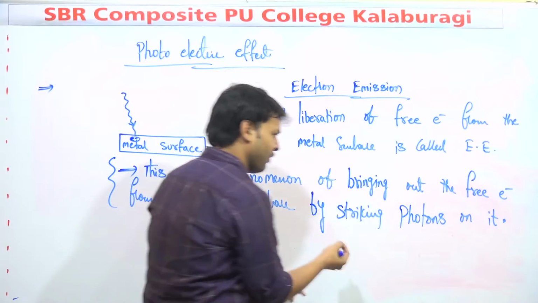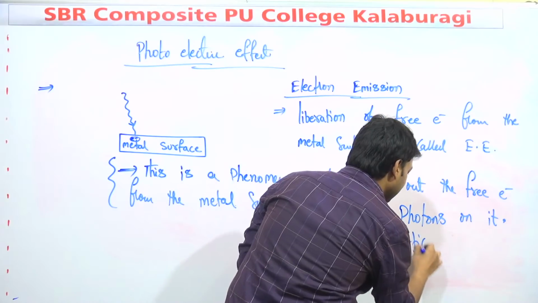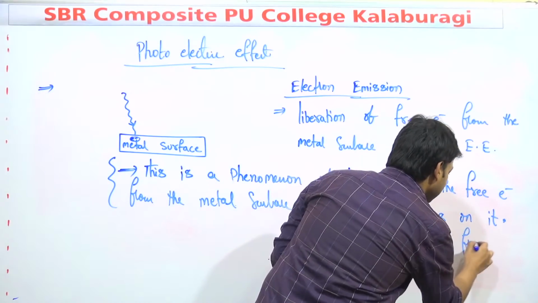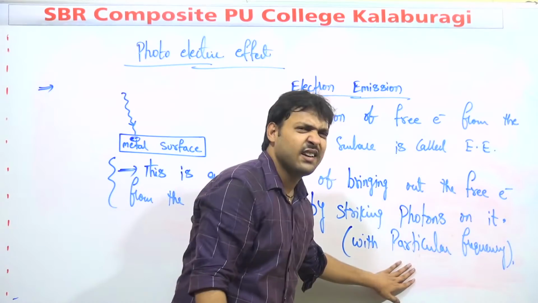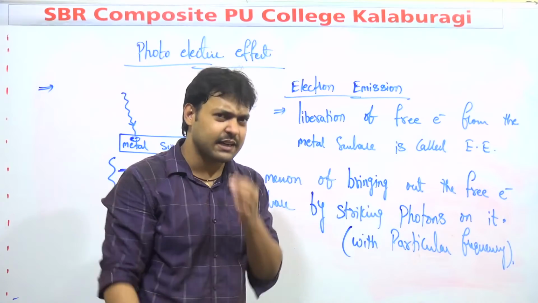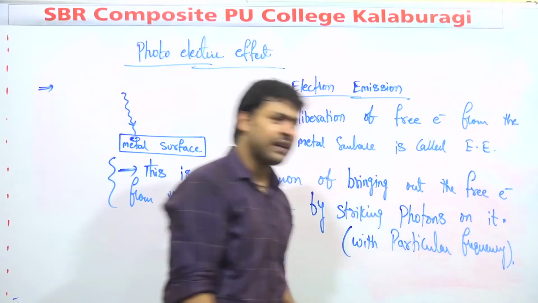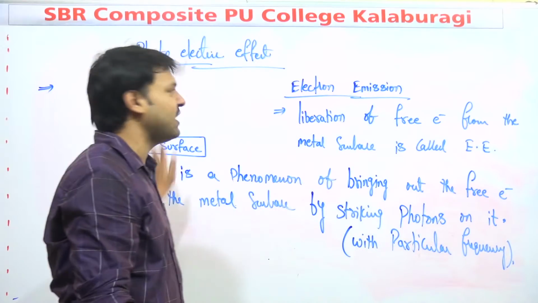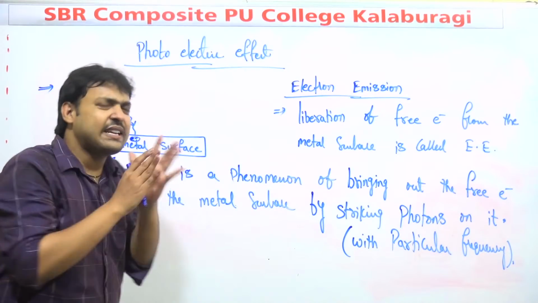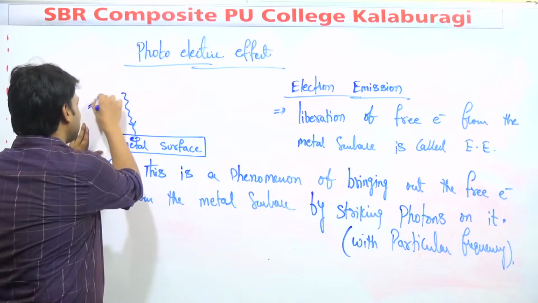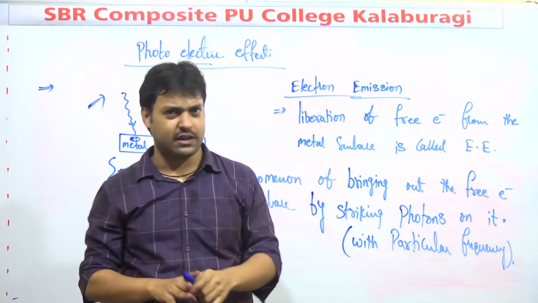That is important. If you want, you can write with a particular frequency. Exactly. Without this, the definition is not 100% correct. With a particular frequency. So what do you mean by this particular frequency? We'll see in the observation. This is the introduction part. What do you mean by electron emission? Is that clear? So what is photoelectric effect actually? So I discussed some story here, and after that, this is the definition of the photoelectric effect.